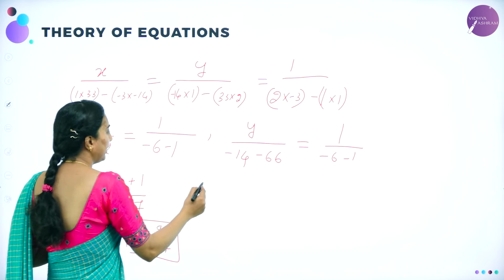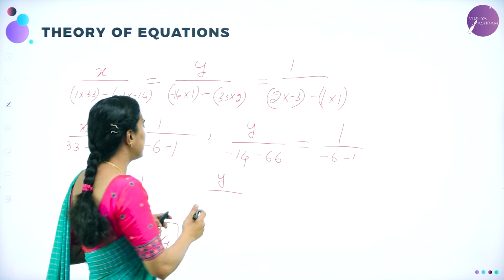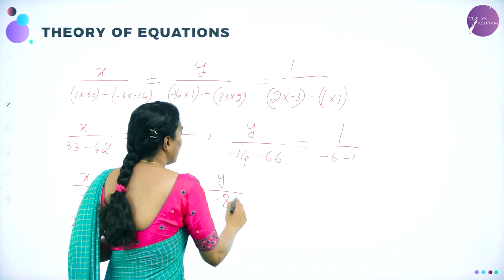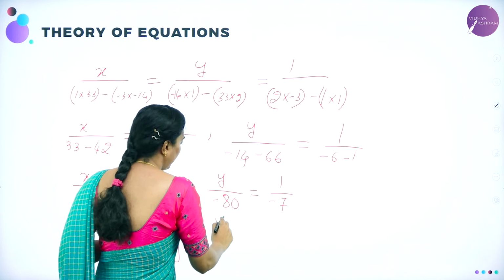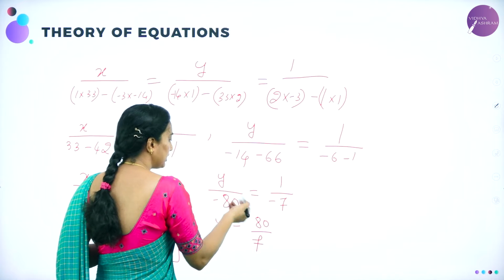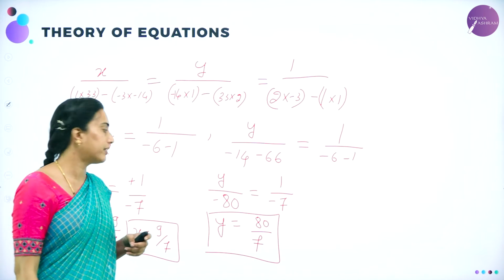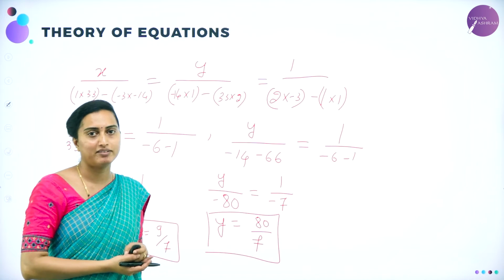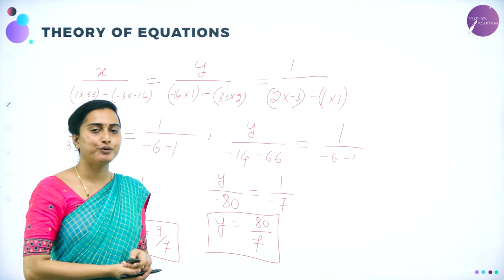Let me calculate the y value: y divided by minus 14 minus 66 is nothing but minus 80, which will be equal to 1 divided by minus 7. Cross multiply, y will be equal to 80 divided by 7 because minus minus will go. This is the value of y. Value of x is 9 by 7, value of y is 80 by 7. This is how the cross multiplication method goes. I hope you got this one.